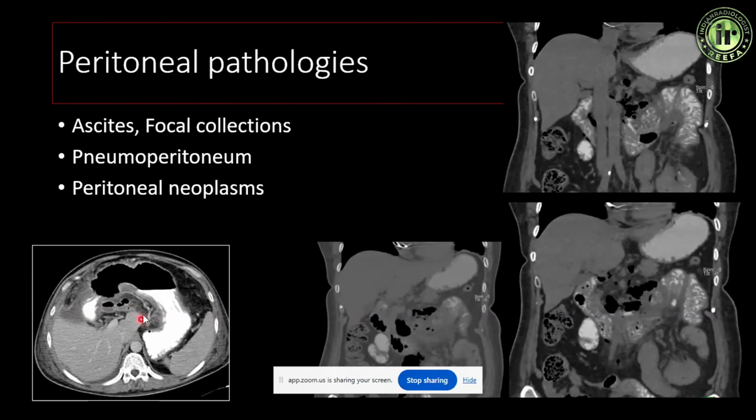So this is the example that we saw earlier, where this was air in the lesser sac consequent to gastric perforation, and this is another example of a patient with a duodenal perforation. You can see that the perforation is located at the D3 D4 junction, and you can see the free air and the oral contrast leaking out into the retroperitoneal structures there. But you also see some air in the small bowel mesentery.